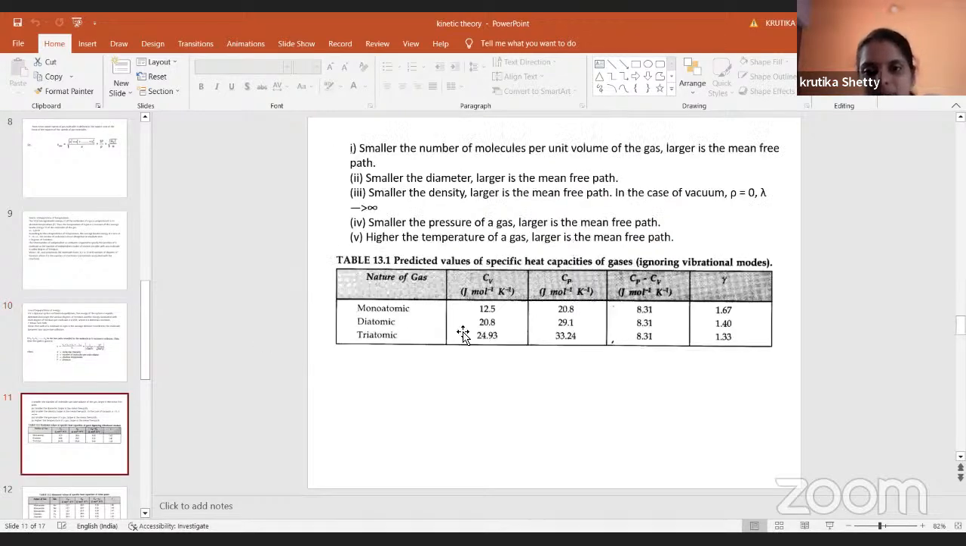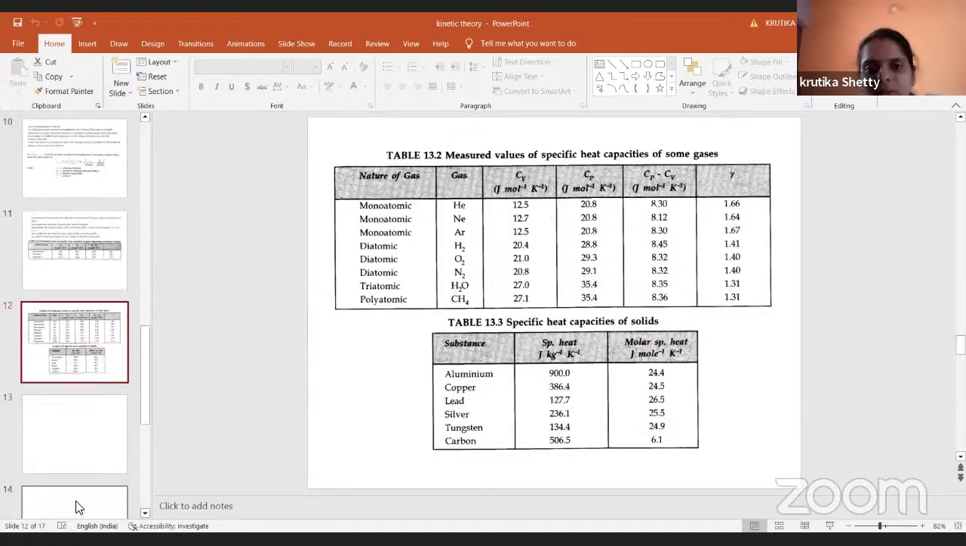Here is one table, and you should remember this table a little. That is for monoatomic, Cp, Cv and the gamma value. The gamma value is always the ratio of Cp by Cv, right? For monoatomic the gamma ratio is 1.67, for diatomic it is 1.4, for triatomic it is 1.33. Some constant values are also given for particular atoms or molecules. There is no need to read this by heart; it is only for your understanding.